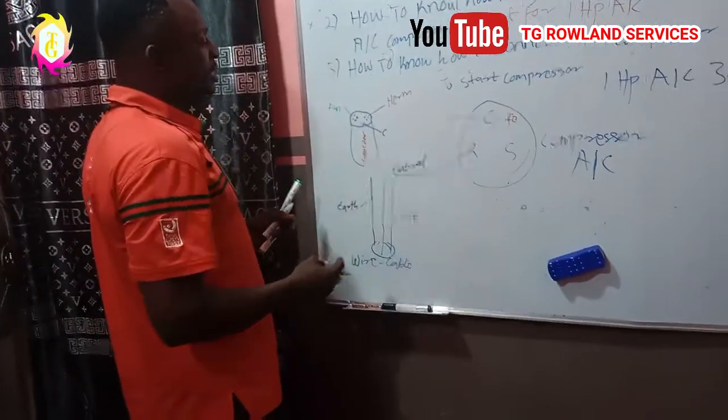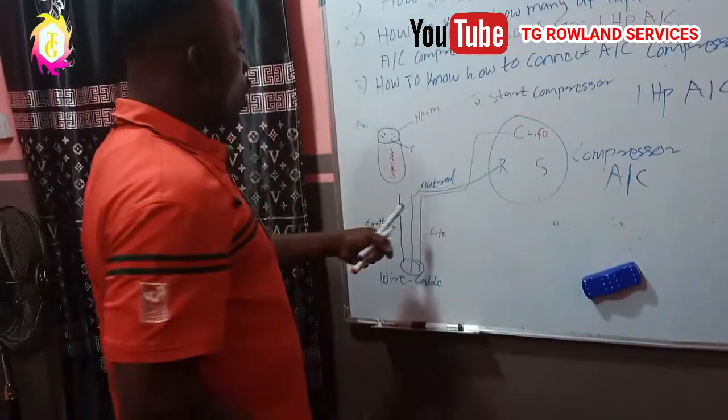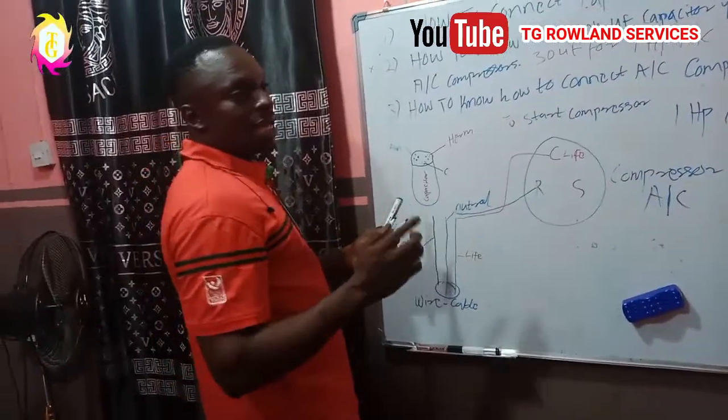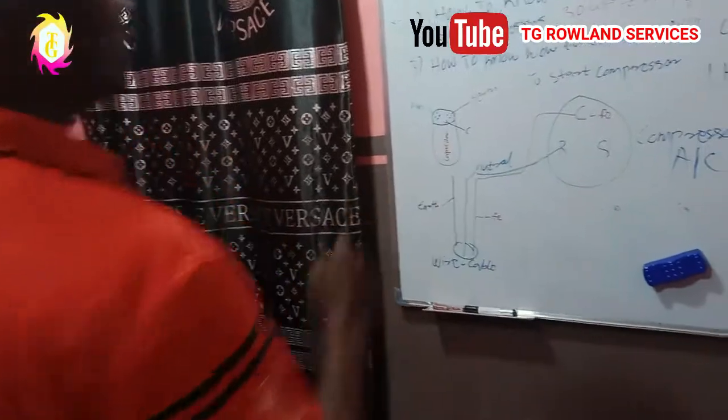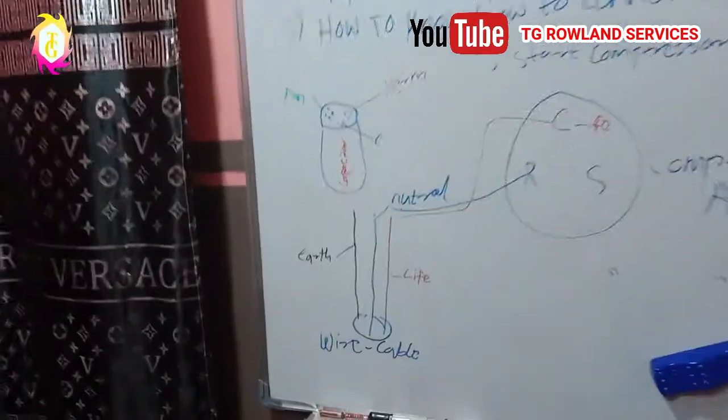Now, what happened is this, in this place, which we call Mitra. Another thing you have to understand is to know how this capacitor got light.